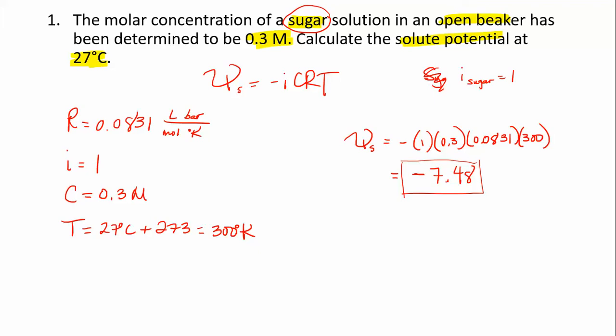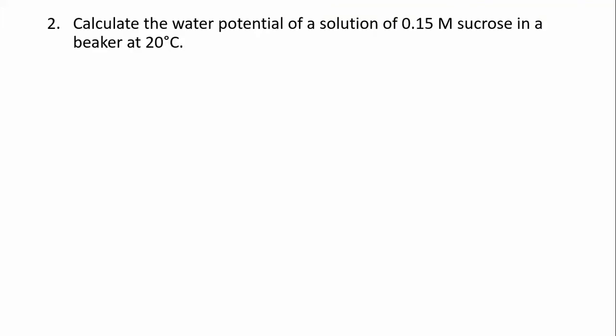All right, so we've got our solute potential. Let's do the second problem now. So we want the water potential. Let me go back to highlighting. We want the water potential of a solution of 0.15 molar sucrose in a beaker at 20 degrees Celsius.